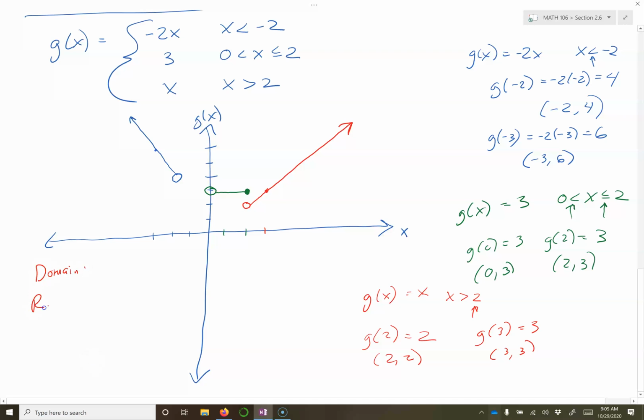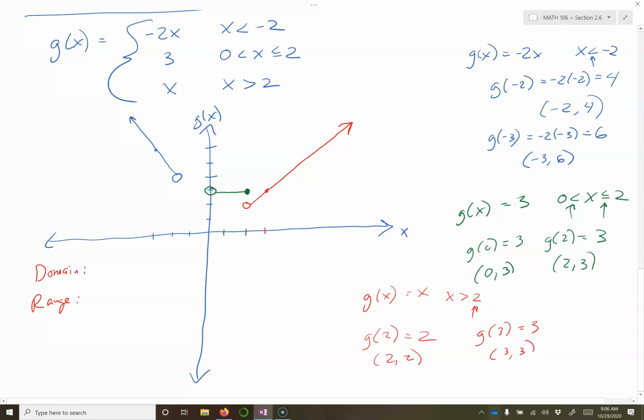Now, domain, range, and interval notation. Anyone want to take a stab? Go ahead. It's greater than, yeah. So any number that exists in that interval, I could have chosen 10. I just didn't want to draw out 10. You know what I mean?